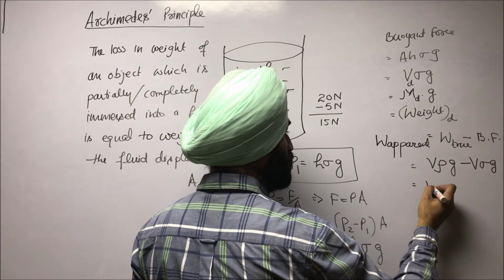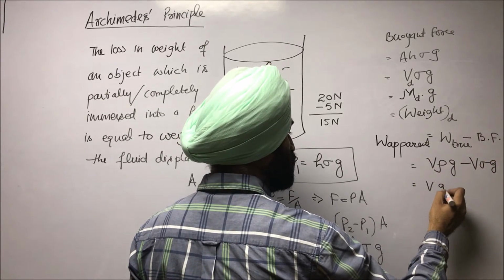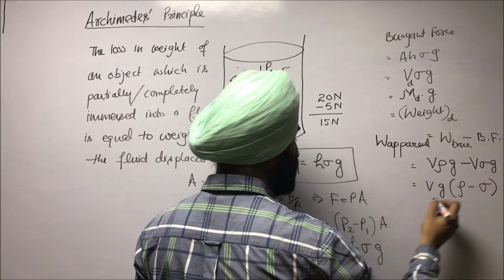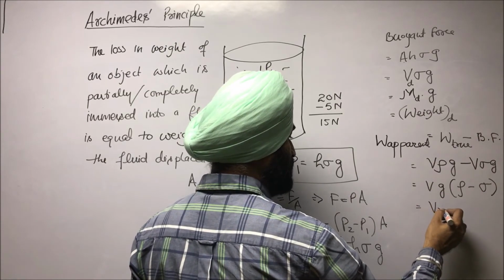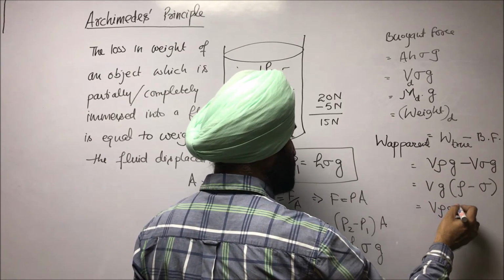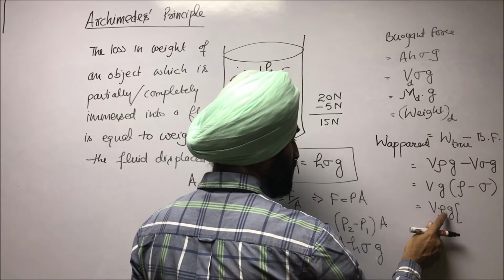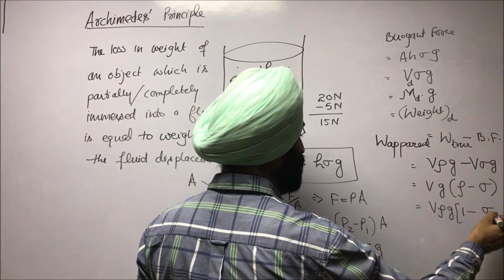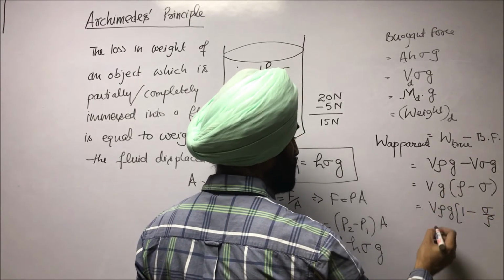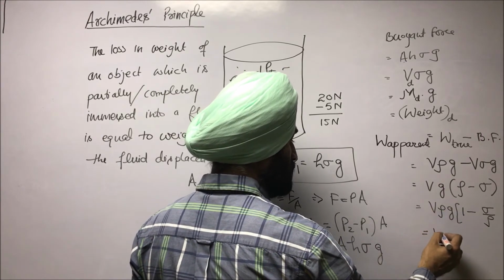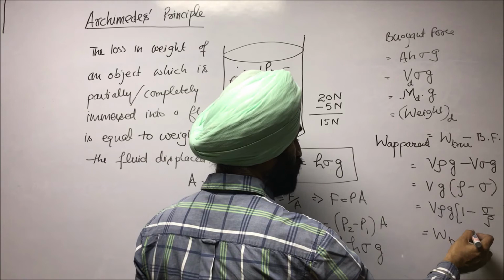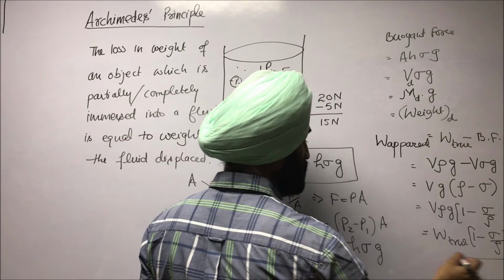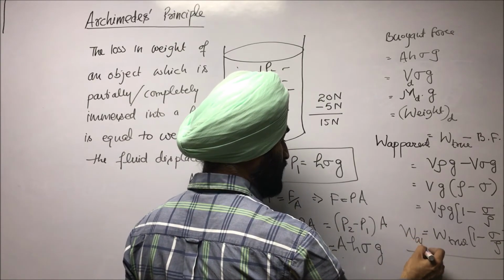You may take V common, you may take G common. Inside you have density of object minus density of liquid. You can multiply and divide by density of object. Multiply by rho, divide by rho. Rho V G into (1 minus density of liquid by density of object). So this portion you can write as true weight into (1 minus sigma by rho). This is the formula for apparent weight.